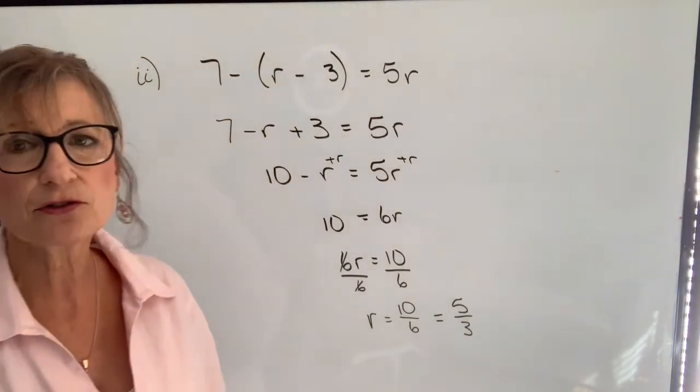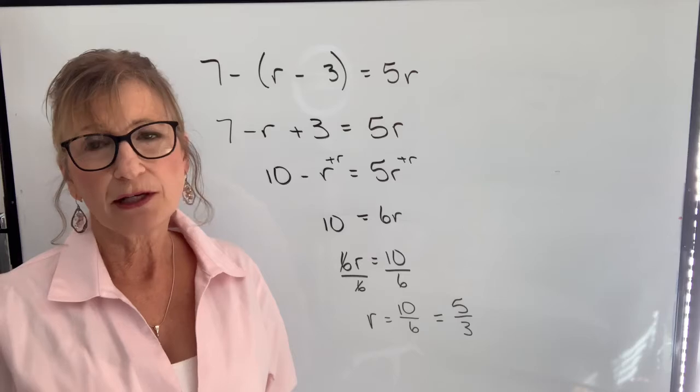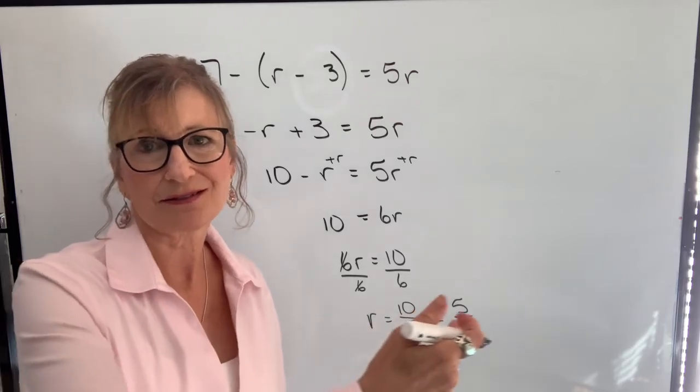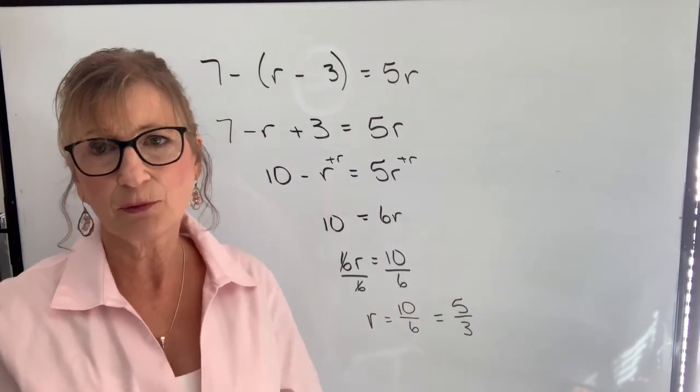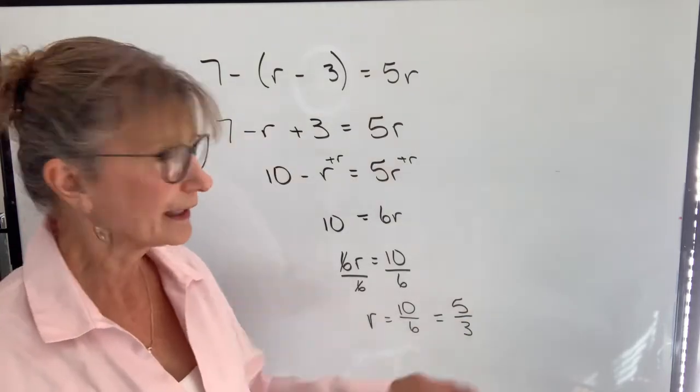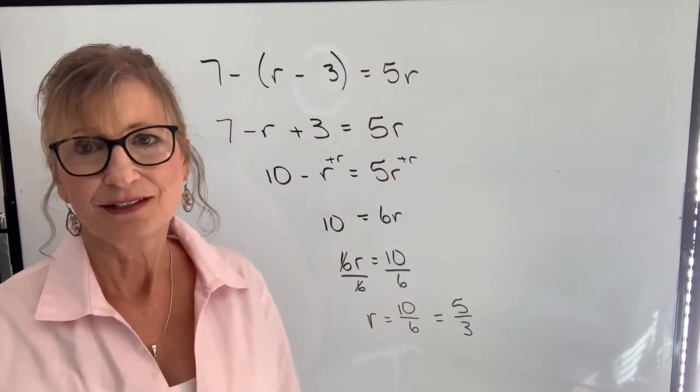So that would be my solution. I would prefer that rather than someone writing 1.6666 repeating, or 1.67, or however you choose to round it off. I like exact answers. Let's take a look at some more.